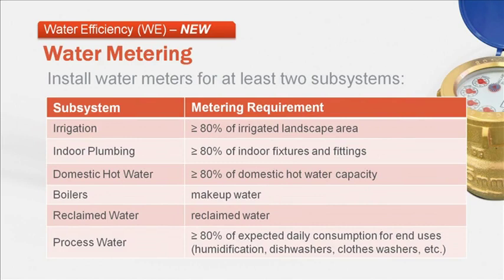There's one possible point for this credit, and it can be achieved by installing permanent water meters for 2 or more of the subsystems shown in this table. For example, if a project team monitors 80% of both irrigation water and their domestic hot water, they would achieve 1 point. Most subsystems will require the project team to meter at least 80% of the water being consumed by that specific subsystem.